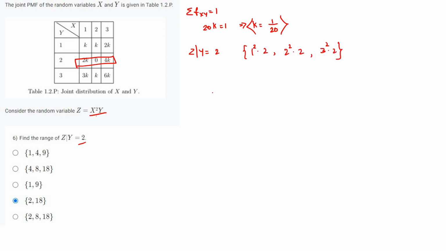Now z given y is equal to 2 is nothing but 2, and this is 2 square, 4, 4 2s are 8, and this is 3 square, 9, 9 into 2 is 18. The probability of z is equal to 2 is nothing but 0, right? So we can say that the range of z given y is equal to 2 is 2 comma 18.